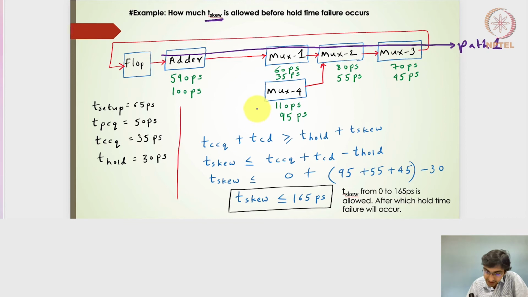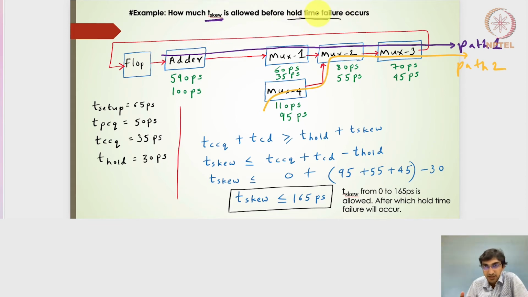And another path is this one, the muxes going to mux2, mux3. This is path number 2. All right. So then we need to find out how much T skew is allowed before the hold time failure occurs. Right, so it's a hold time.